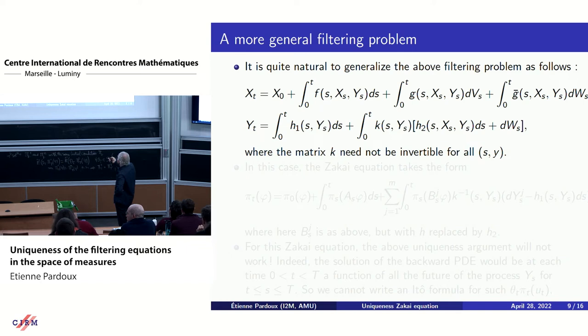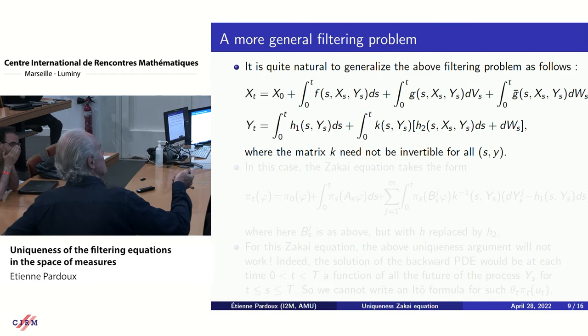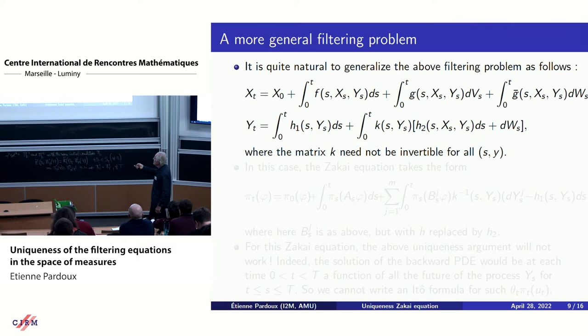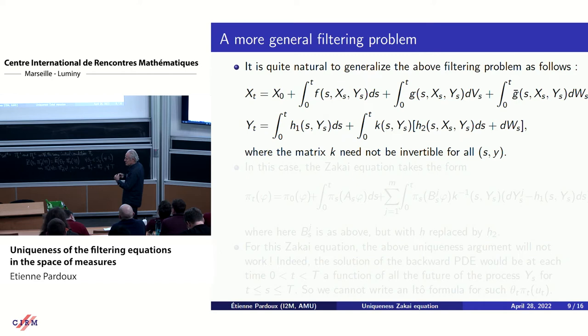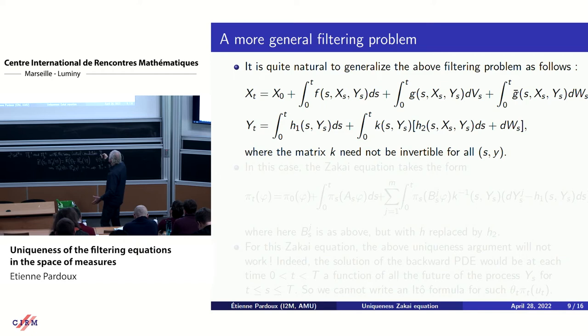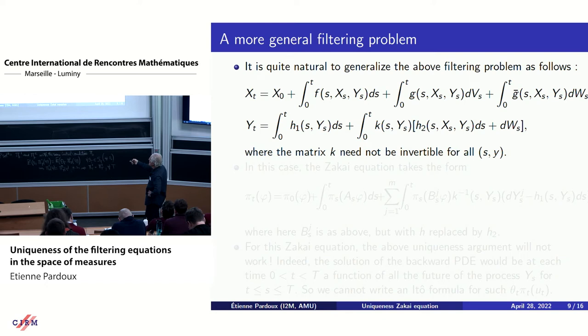Okay, here I can consider this problem where the matrix K need not be invertible for all s, y. For instance, the simplest example I have in mind is that suppose Y is one dimensional and you want Y to live on the interval [0, 1], and the drift of Y pushes you inside the interval and you want the K to vanish on the boundary so that it stays in the interval. So if you consider this kind of filtering problem, then K may vanish at some point. So this is not covered by the usual theory of filtering.